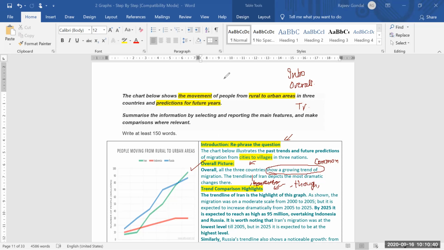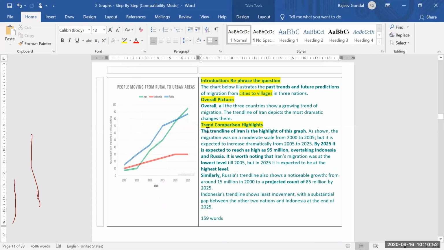Okay, I'll just clean it up a little bit once again. Now comes the body. Basically, this is the body. We are supposed to talk about trends, comparisons, and highlights here in the body. The trend line of Iran is the highlight of the graph. As shown, the migration was on a moderate scale from 2000 to 2005. So from 2000 to 2005, the trend line of Iran showed a moderate growth. This is the lowest, as you can see.